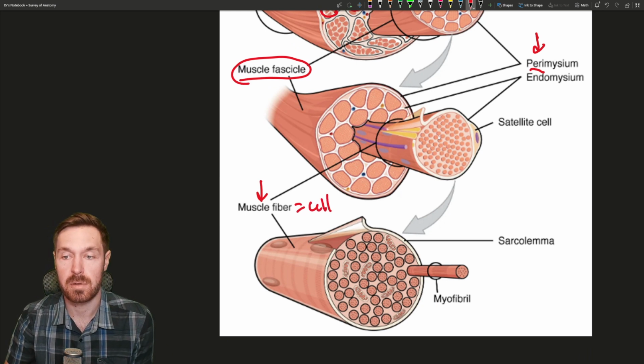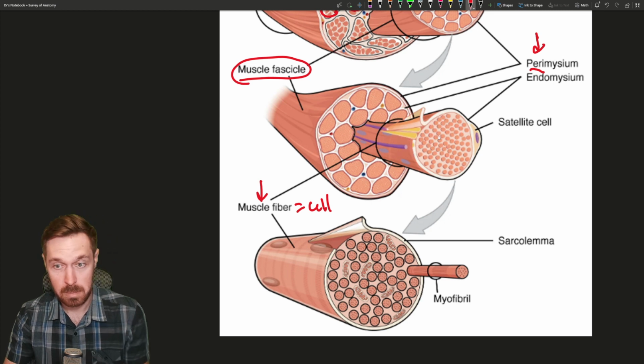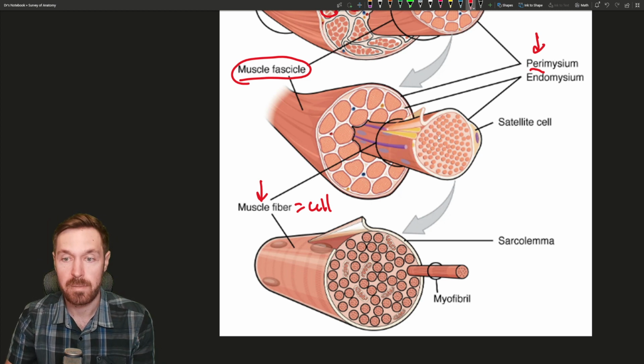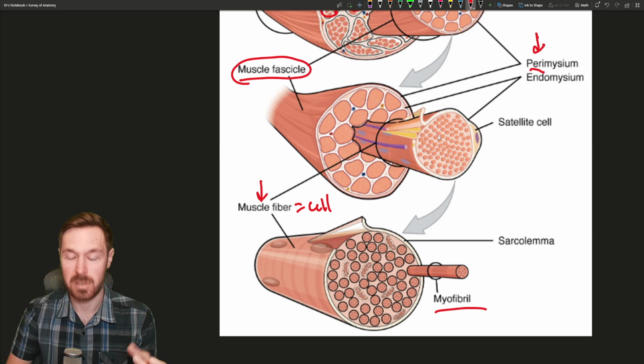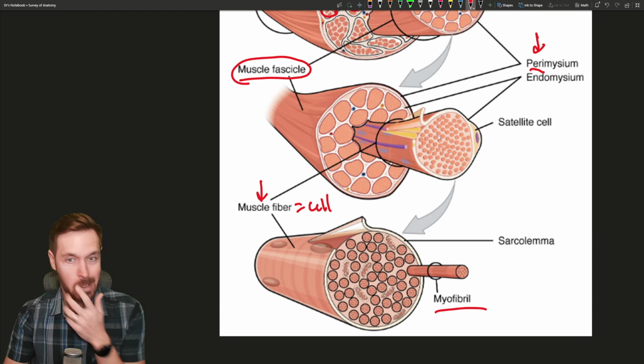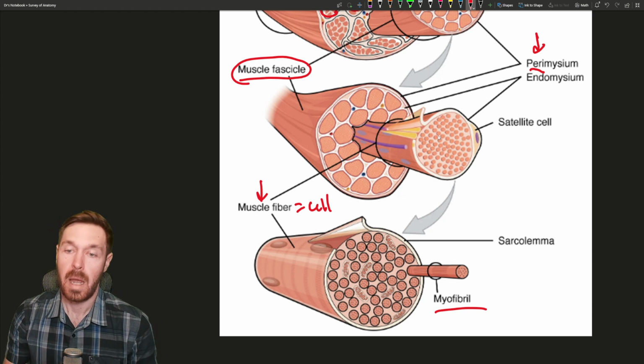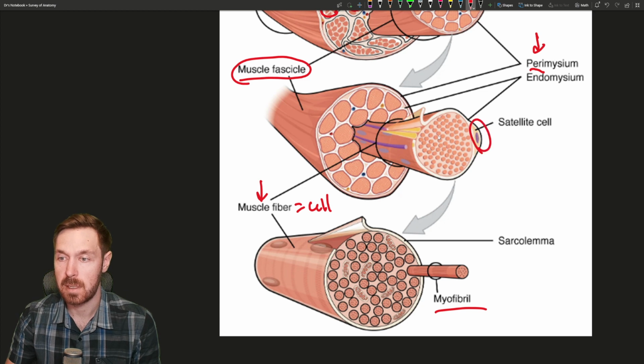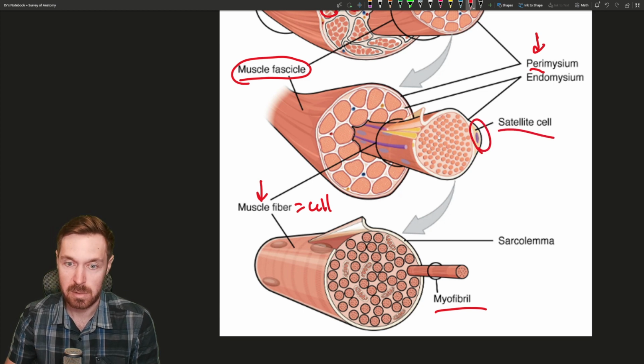If we look at an individual muscle cell, then we see all these little rod-like elements inside here. Imagine these rods all running the length of the cell. The rod itself is the myofibril. Inside that are the myofilaments, which are the actin and myosin filaments. Sorry, I got that terminology backwards there. And then there are also supporting cells around them called satellite cells.